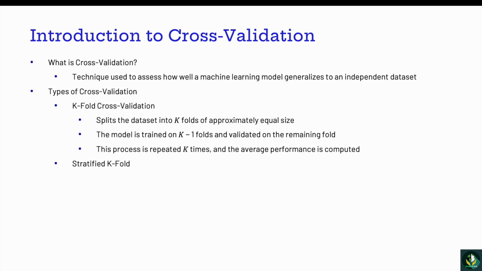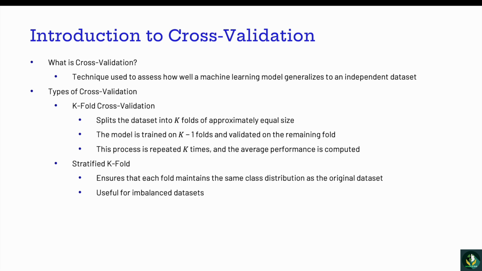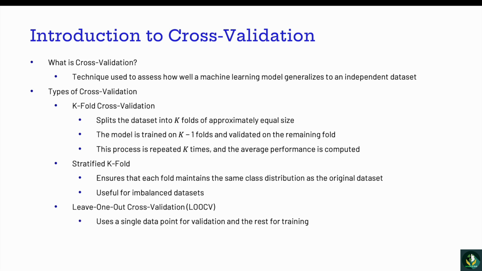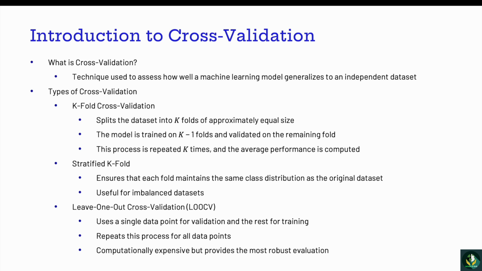Next, we have the stratified k-fold, which ensures that each fold maintains the same class distribution as the original dataset and is useful for imbalanced datasets. Next, we have the leave one out cross validation, which is also called LOOCV, which uses a single data point for validation and the rest for training. It repeats this process for all the data points and is computationally expensive but provides the most robust evaluation.